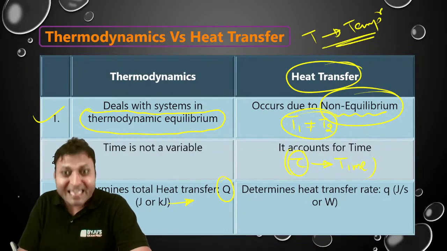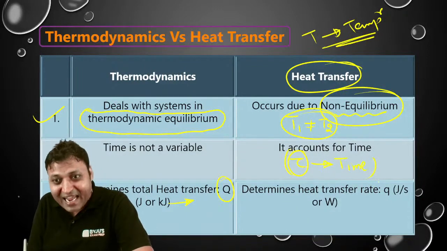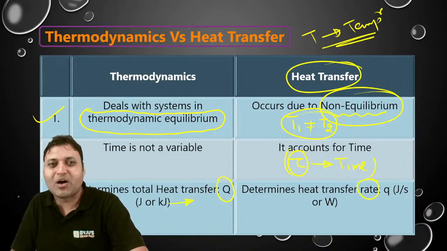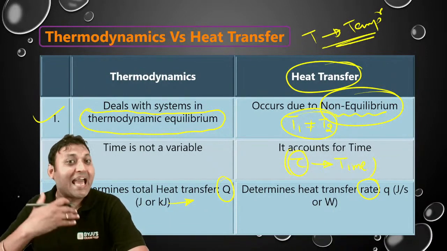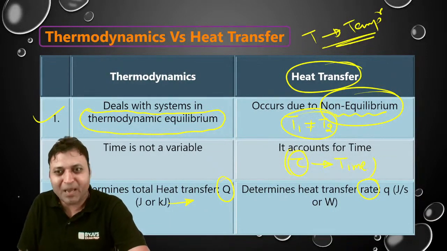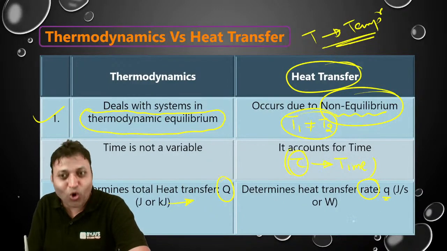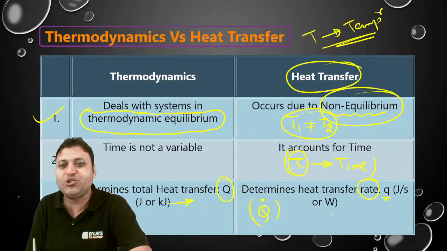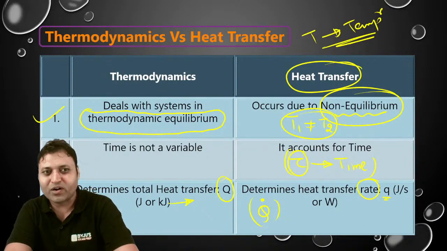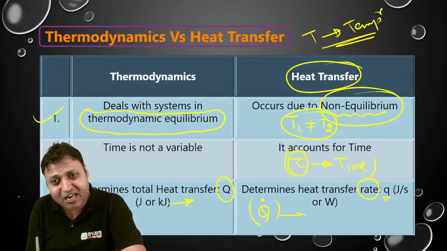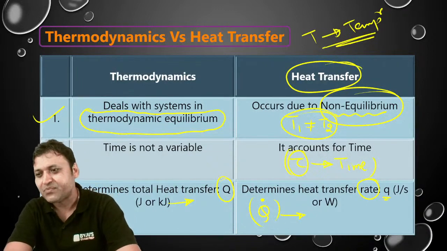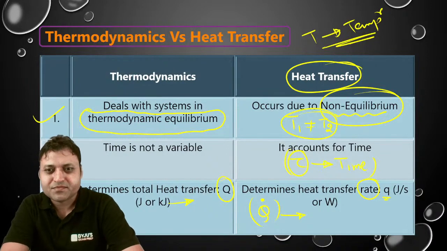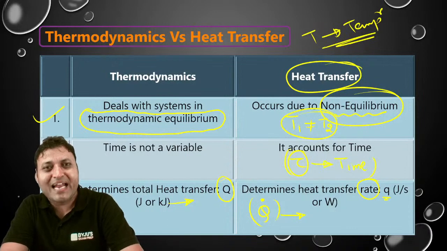Whereas heat transfer talks about the rate of energy transfer. Mostly in heat transfer, we talk about the rate at which energy transfer is taking place due to temperature difference, that is denoted by small q, or some people also use the notation q dot. The unit is joule per second or watt. Can anybody let me know the dimensional formula for this rate of heat transfer?